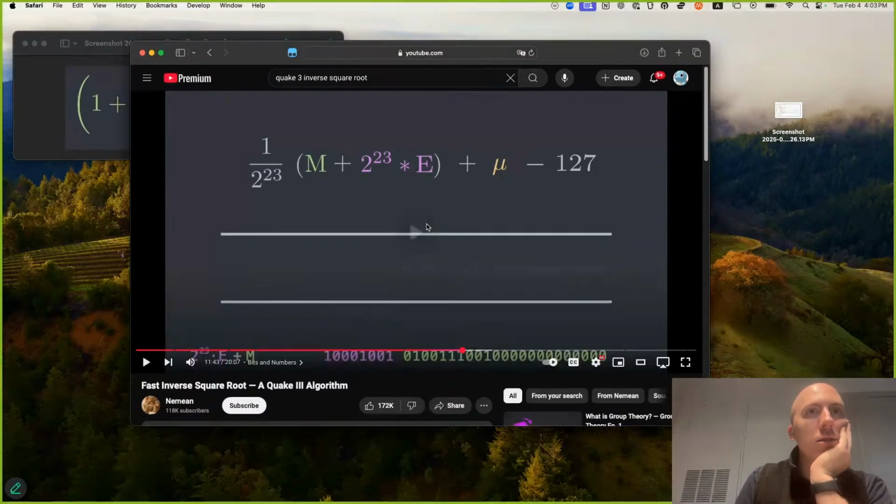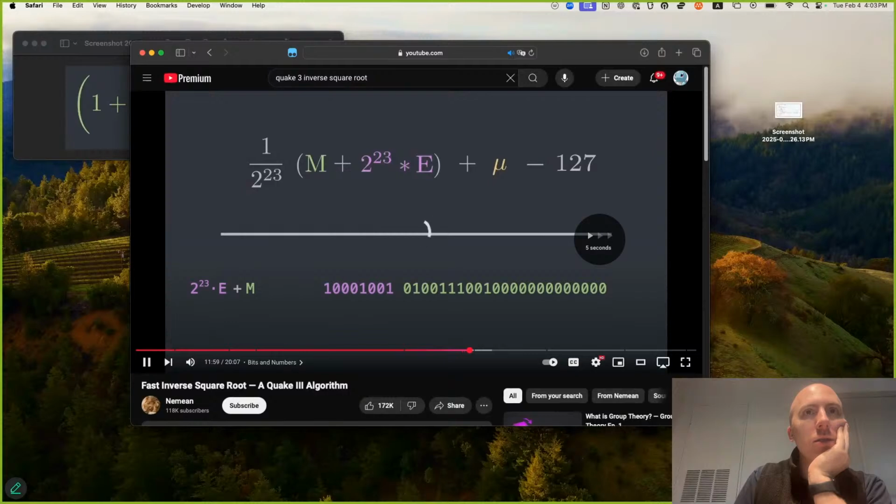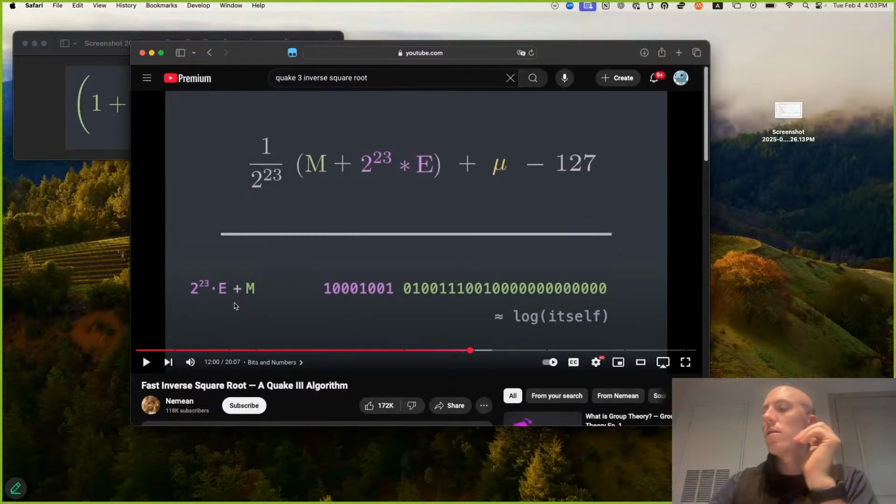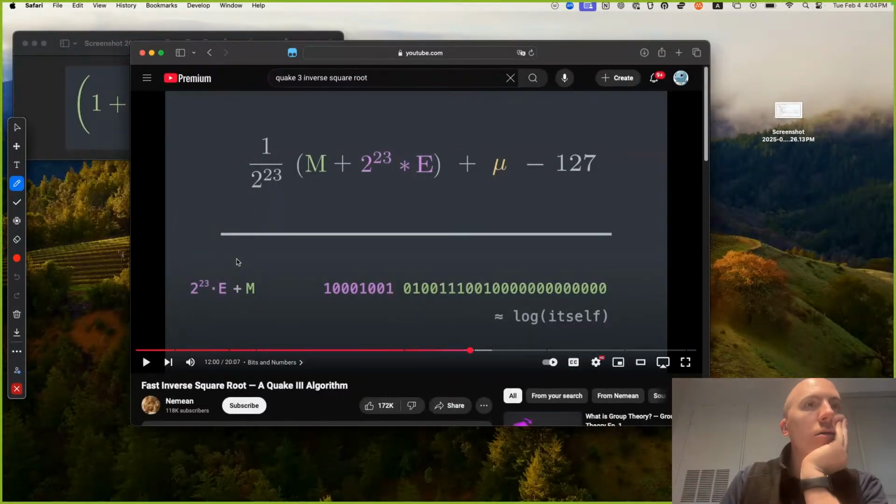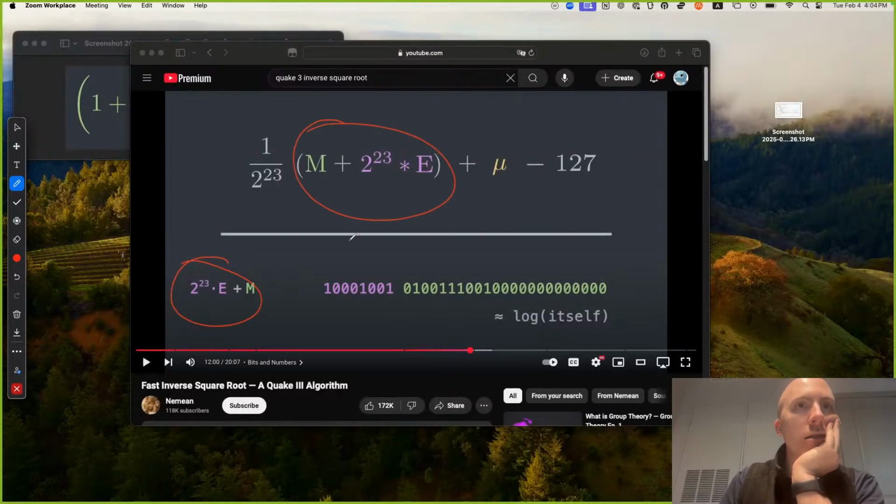Let me just make sure this doesn't pop up anywhere else. Yeah, I don't think it will. Own logarithm. Oh, I guess he does show it. It's right here. Like this is literally the bit. It's literally just like this and this right here. They're just flipped. Like this is 2 to the 23 and this is 2 to the 23. And like m's to the right and m's to the left here.